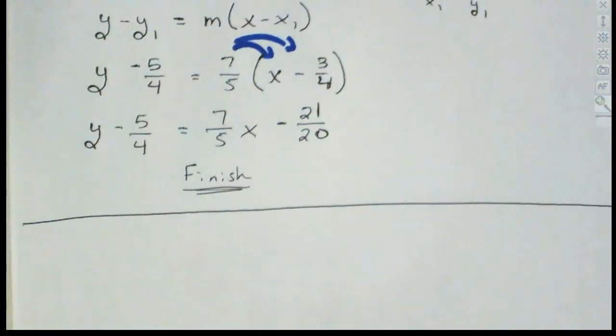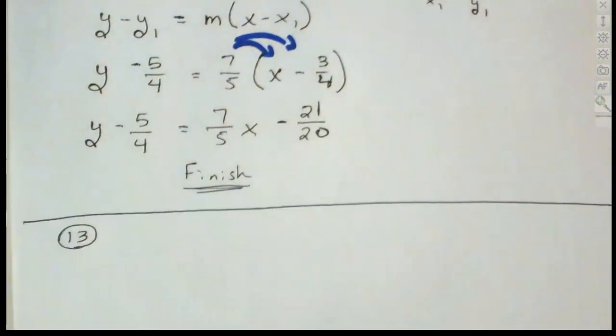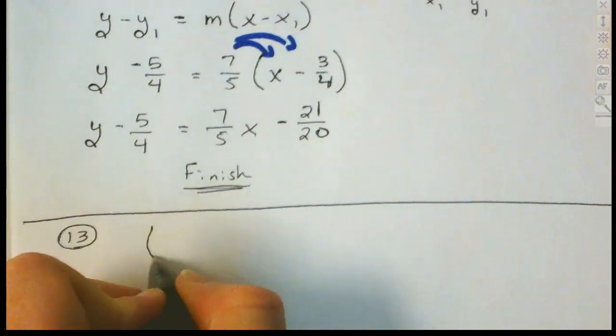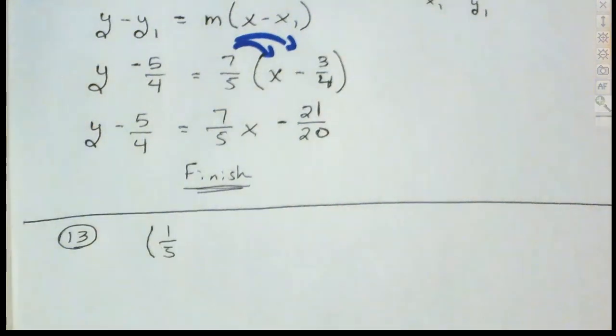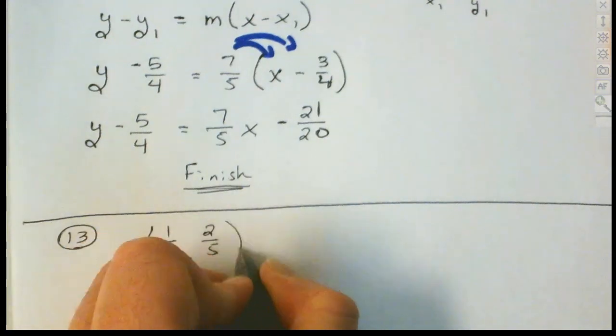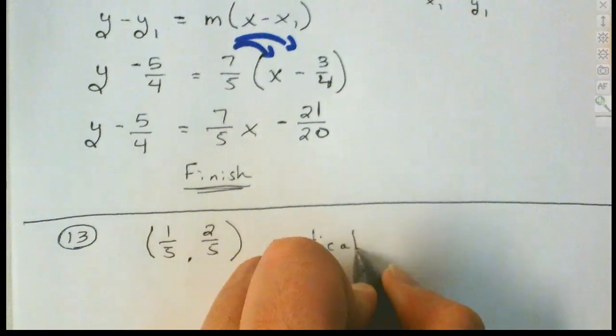Question 13 is something that you're going to see on your exam. Question 13, you've got this point, 1/5, comma, 2/5, and we want it to be a vertical line.